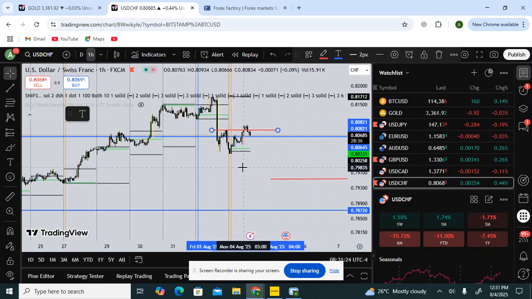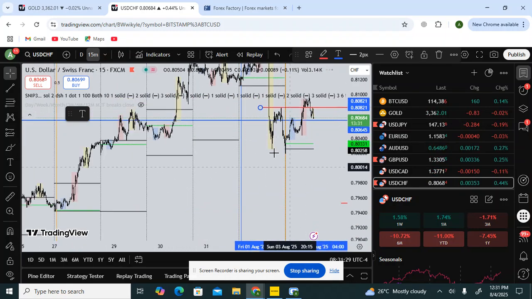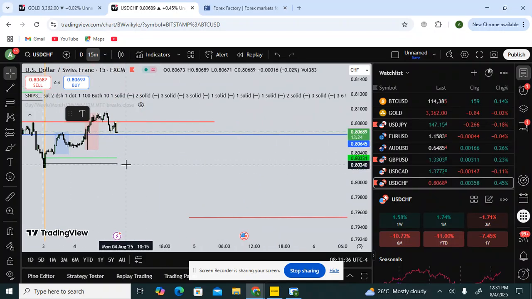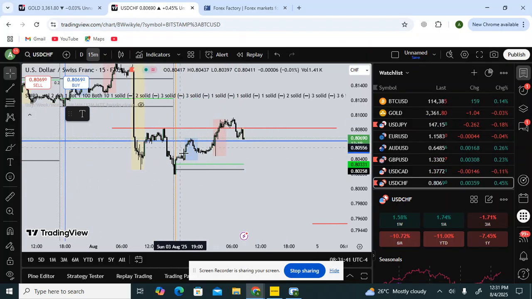So now that we are in the New York session, let's just dive into the 15 minutes. The light blue is Asian, the pink is London, and the yellow is the New York session. So you can see the Asian was inside. London broke out to get Friday's money. Like you can see the high there. It broke out and it got them, and it made a lower low inside again.